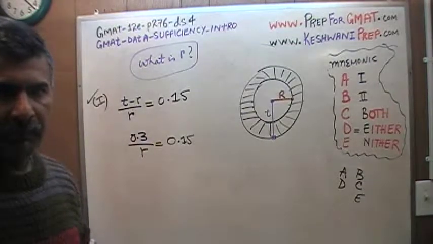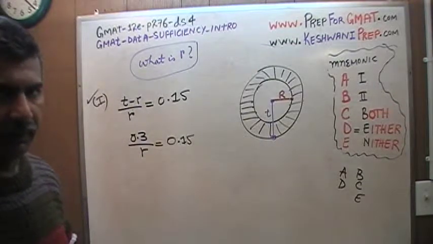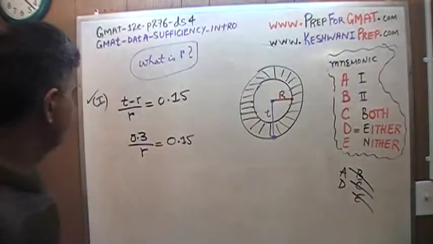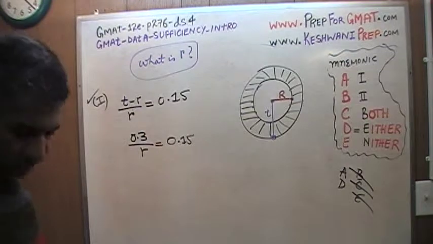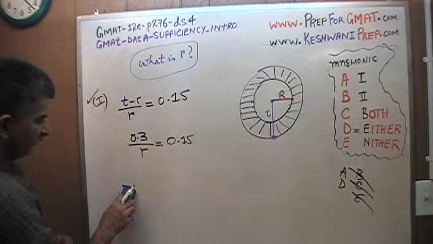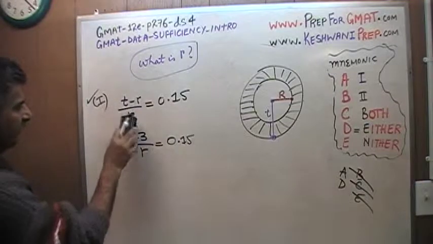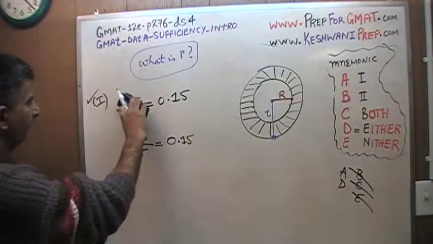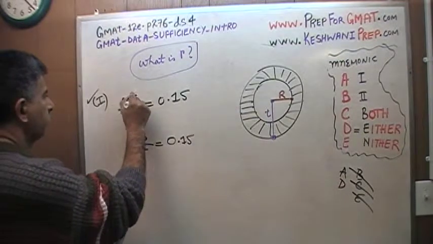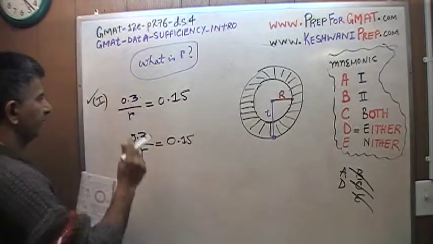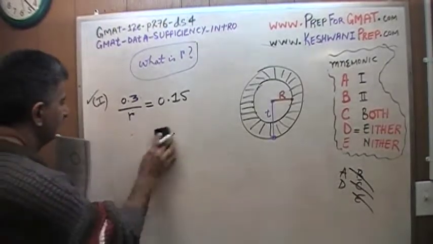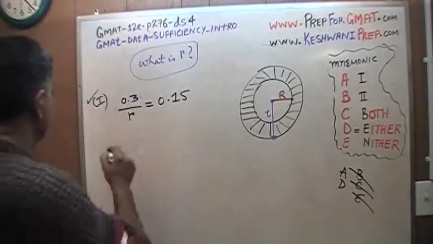Since the first statement by itself is enough, we know that the answer, whatever it is, cannot be B, C or E. It has to be either A or D. Let's look at the second statement. I'm going to take this t minus r and put down 0.3 there. That was our first statement: 0.3 over r equals 0.15. Let's look at the second statement.